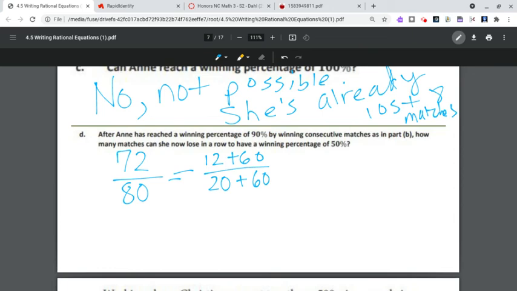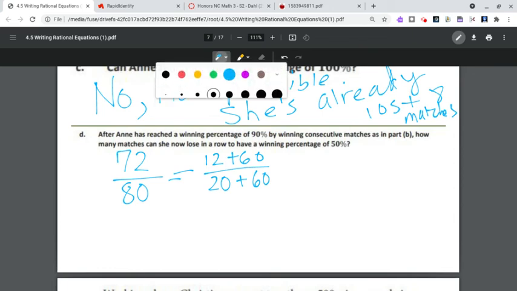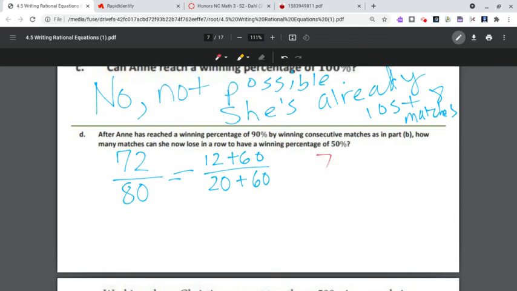Okay, so let's set this up. 72 out of 80 plus x. This time I'm only adding it to the bottom because we're assuming she's not winning anymore. We're trying to figure out how many can she lose in a row to equal 50 hundredths, because we're looking for her winning percentage to become 50%.